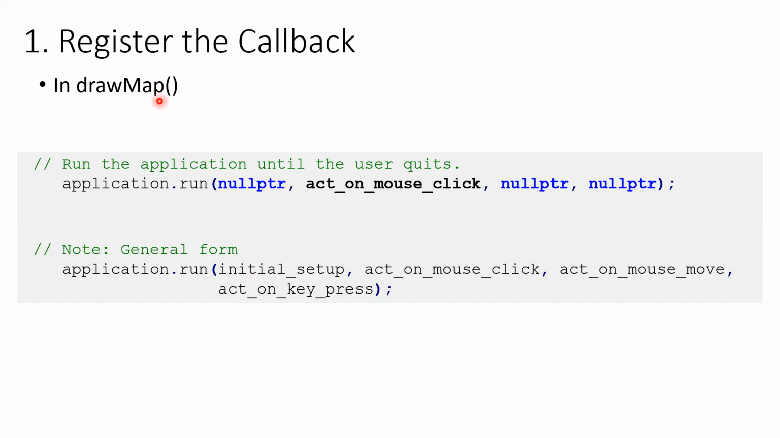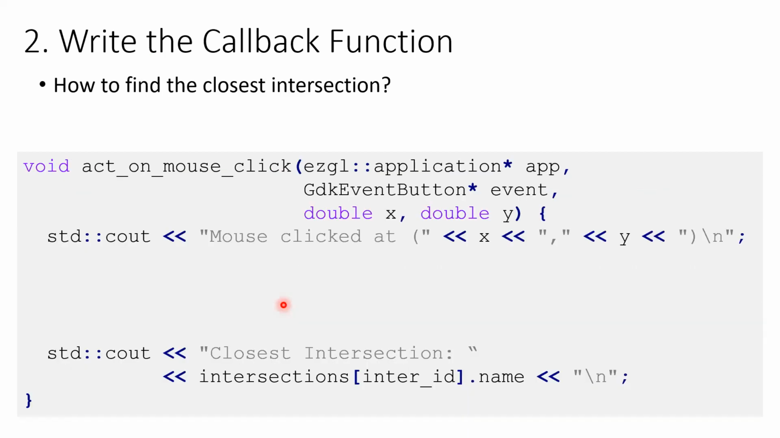So in DrawMap, we are still keeping this act on mouse click. And just a general note, if you need to use other things, the general form of these for null pointers is initial setup, act on mouse click, act on mouse move. So this will be the function that's registered when you move a mouse on the screen. Act on key press. This will be the one that's called when you press something on the keyboard. Now we are just using the mouse click one.